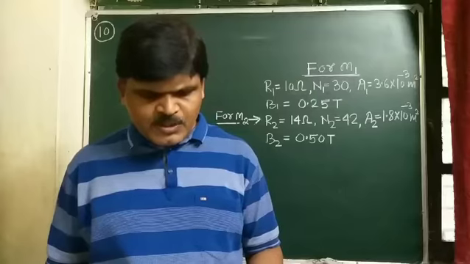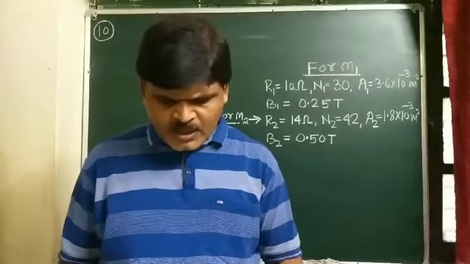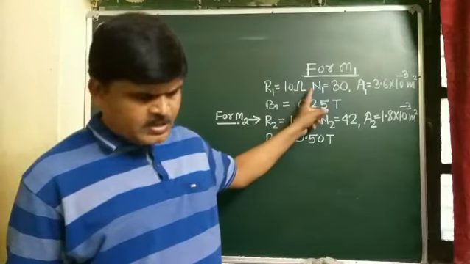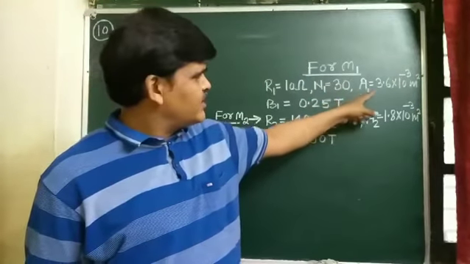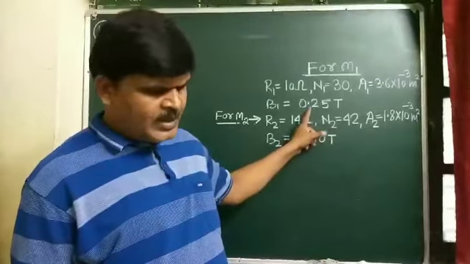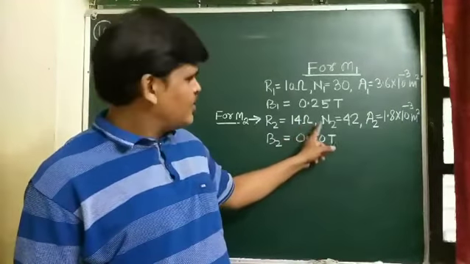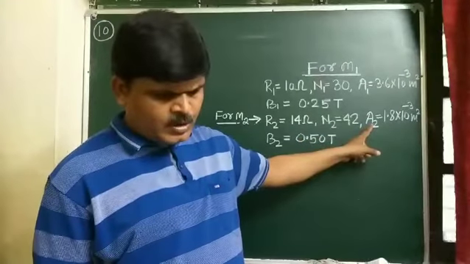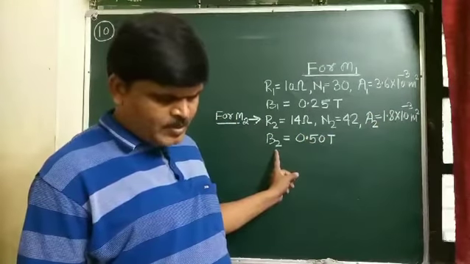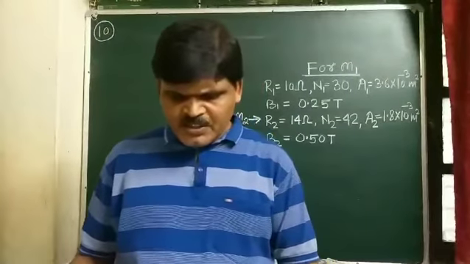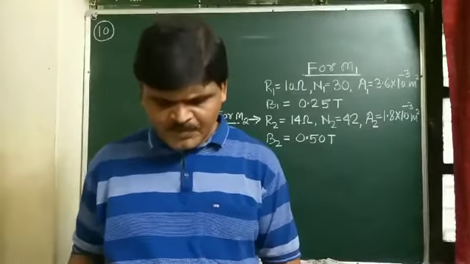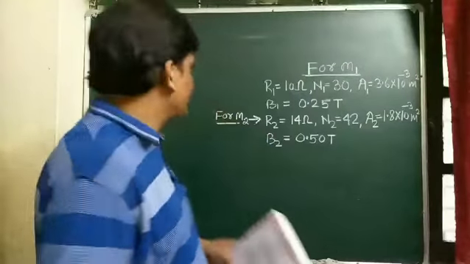Two moving coil meters M1 and M2 have the following particulars: R1 equal to 10 ohm, N1 equal to 30, A1 equal to 3.6 into 10 to the power minus 3 meter square, and B1 equal to 0.25 T. R2 equal to 14 ohm, N2 equal to 42, A2 equal to 1.8 into 10 to the power minus 3 meter square, and B2 equal to 0.50 T. The spring constants are identical for the 2 meters, meaning K1 and K2 are the same, which is K. Determine the ratio of current sensitivity.